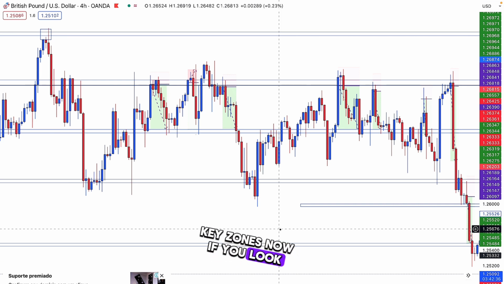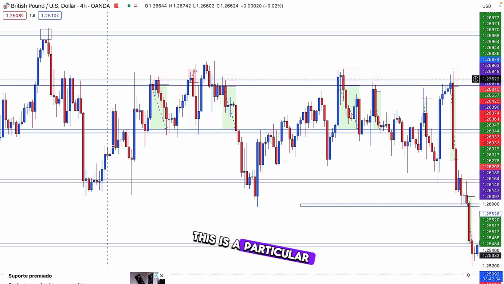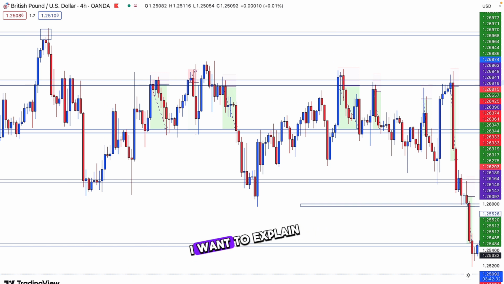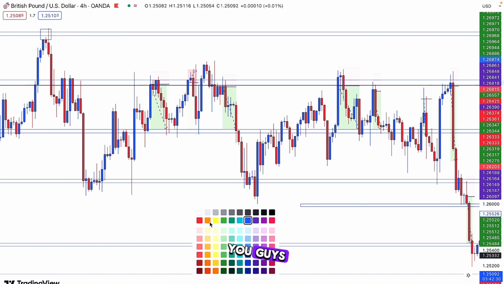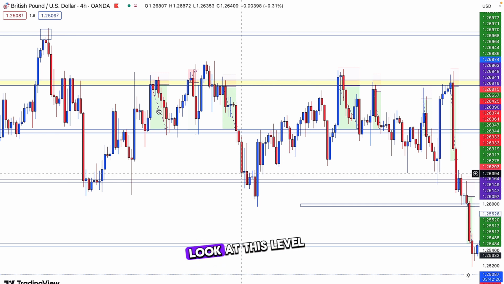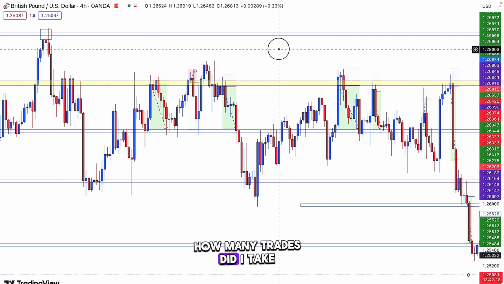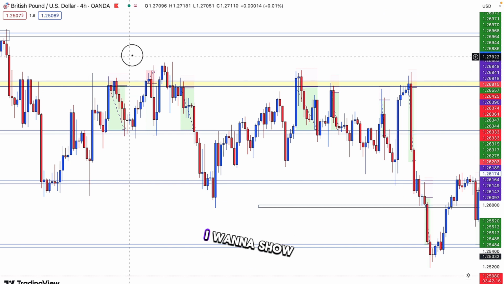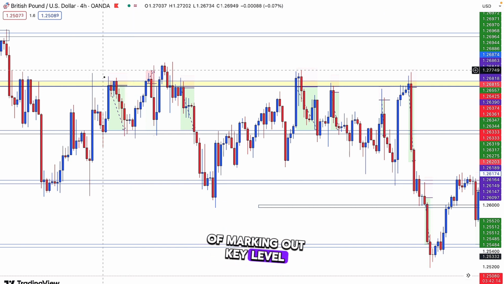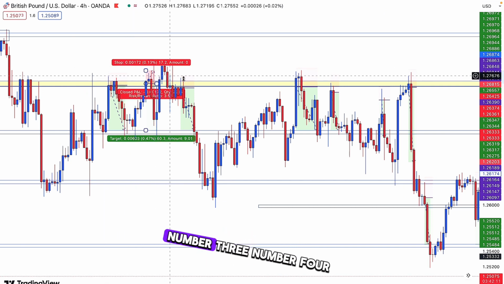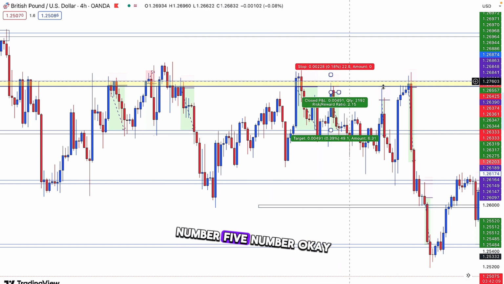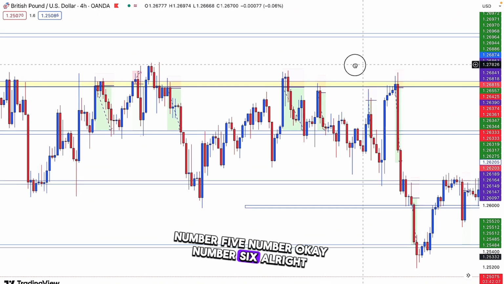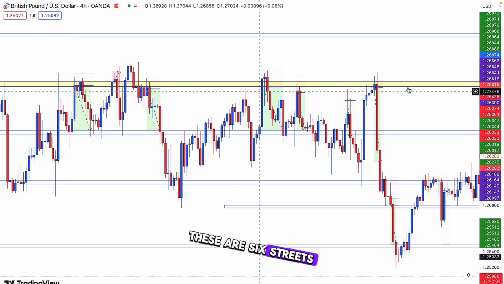Now, if you look closely, this is a particular key level. I'm going to be highlighting it with yellow. I want to explain something very clearly to you guys. Not to make it too thick, at least this yellow is quite visible enough. Now, if you look at this level, how many trades did I take on this particular level? I want to show you the power of marking out a key level. This is number 1, number 2, number 3, number 4, number 5, number 6. All right? These are 6 trades.